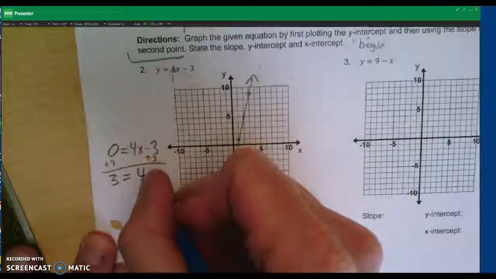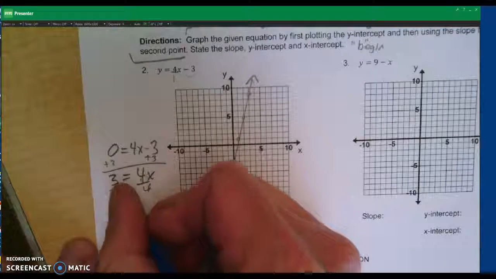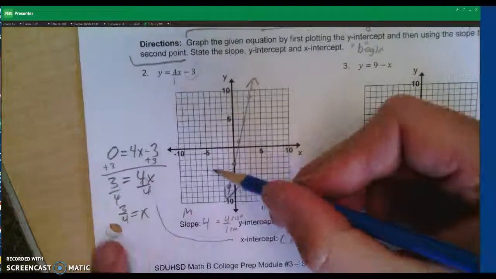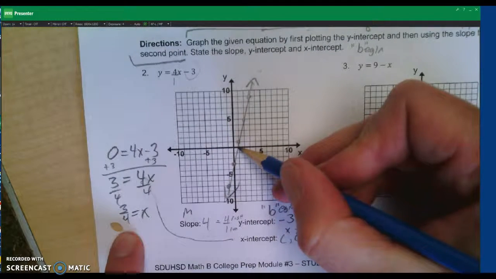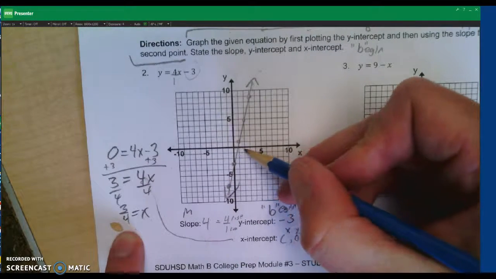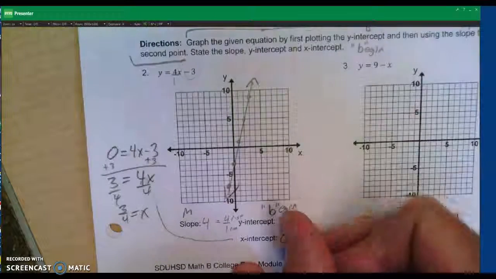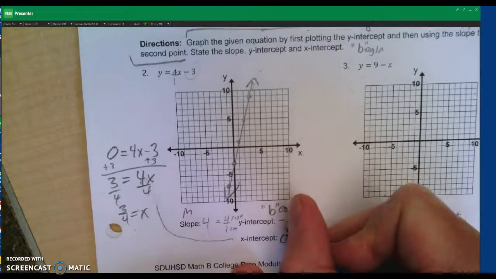3 equals 4x, divide by 4, and x equals, hey, have a guess. That number right there, 3/4, is between 0 and 1. So we couldn't have guessed that without actually solving the equation. So the x-intercept is a fraction, 3/4.